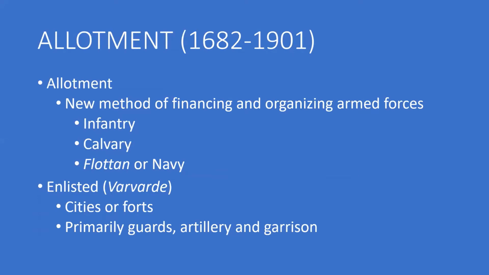Okay, as far as allotment, the period is 1682 to 1901. And this is a period that most people that are studying their immigrant ancestors are really interested in. So again, it was a new method of financing and organizing the armed forces. There were also some enlisted forces, and these were primarily in the cities or the forts. They were primarily guards, artillery, and garrison. And I'm not really going into those today, but they did exist.